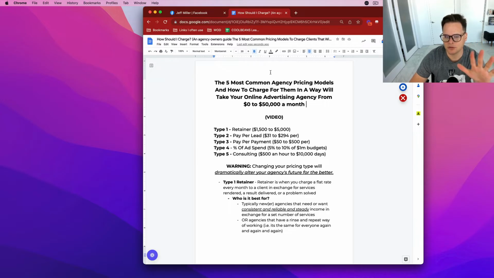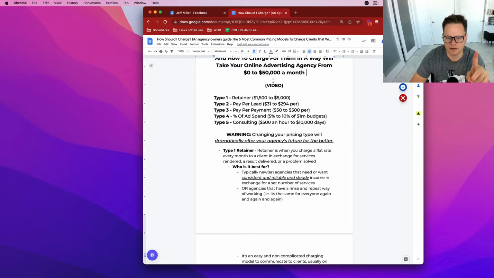There's 5 major types. Retainer, and typically with a retainer, you can do $1,500 to $5,000 a month. There's pay per lead, and typically $31 to $294 per lead. There's pay per payment, which is number 3, which is $50 to $500 per payment. We'll get into that in a bit. Type 4 is a percentage of ad spend, and you'll get between 5 to 10% of $1 million budgets. And consulting, which is type 5, is $500 an hour to $10,000 days.